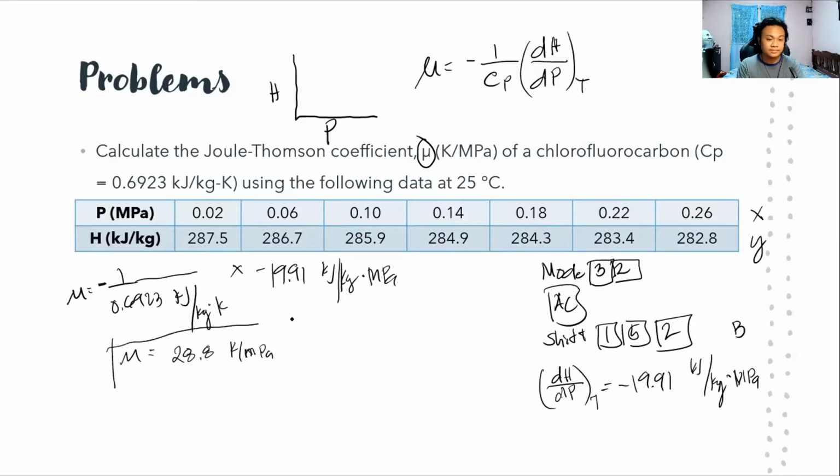Okay, that's the answer. That's the answer for our first problem.